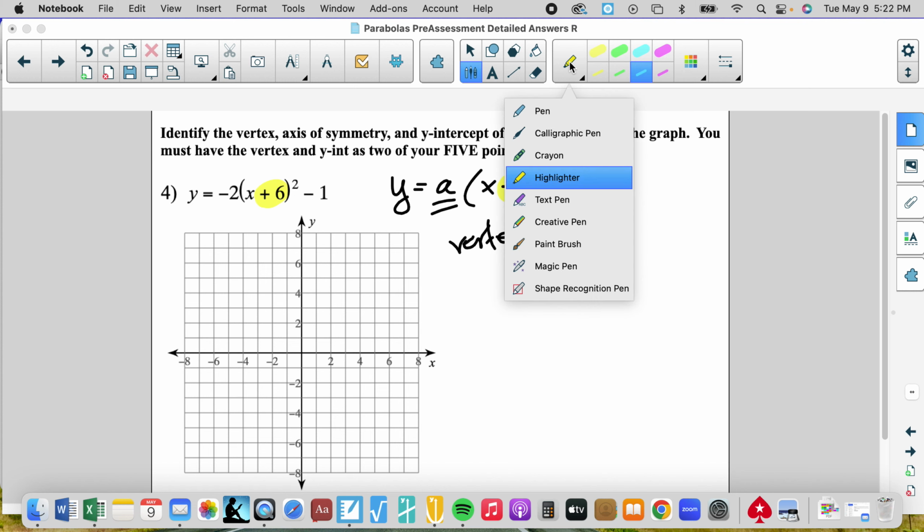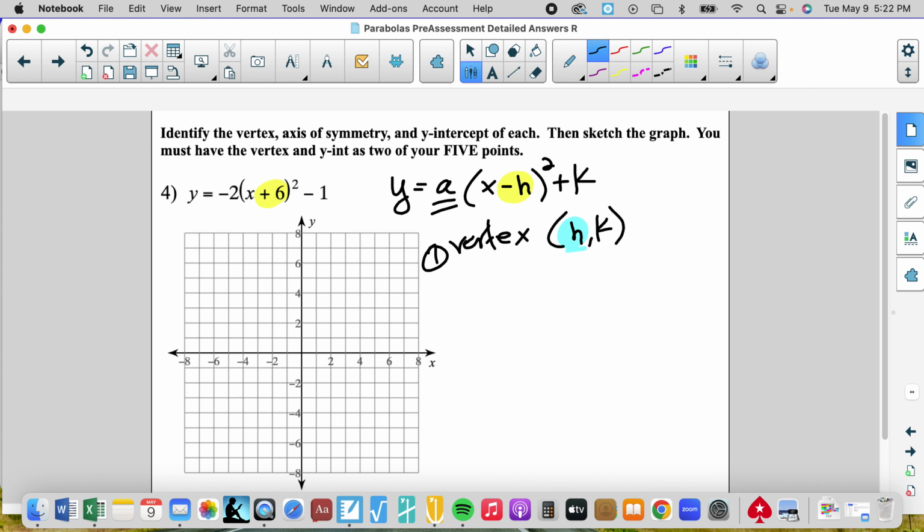So when I want to find the vertex, which is the first step, and it's a freebie, my vertex is going to be the opposite of what I see in h, and then my k value, which is straight up. So my vertex for number 4 is going to be -6, -1. Now, we got that for free. Notice my a value is -2. So I know that it's going to go upside down. So I'm going to label my point above it, because this is going to be my max point, -6, -1.